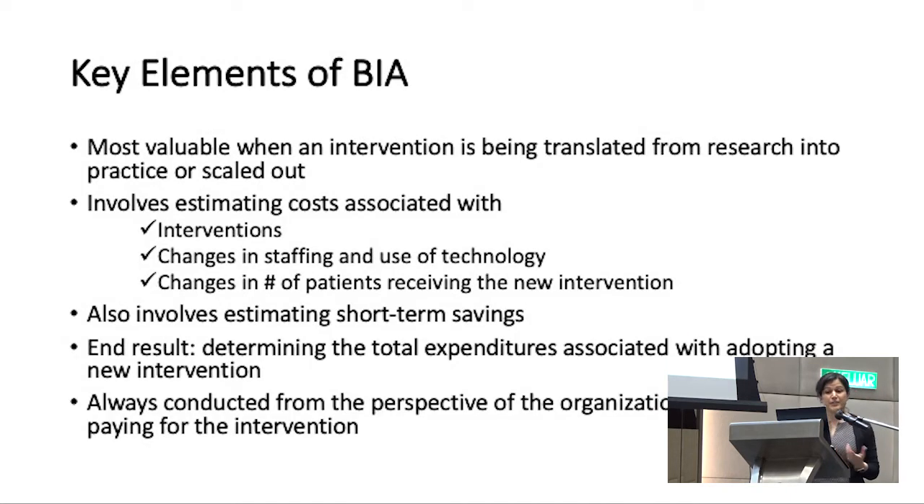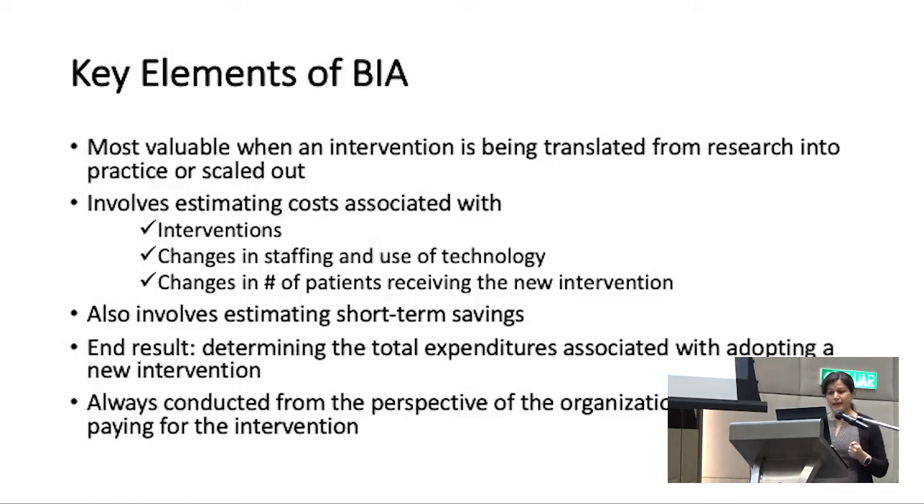So, key elements of a budget impact analysis. It's most valuable when an intervention is being translated from research into practice or scaled out. It involves estimating costs associated with the intervention's components, changes in staffing, for example, use of technology, changes in the number of patients receiving the new intervention, among other things. It also involves estimating short-term savings. So, by having a community health worker deliver a component of the intervention compared with a physician, you might actually have some short-term savings compared to status quo, and that's appropriate to describe.